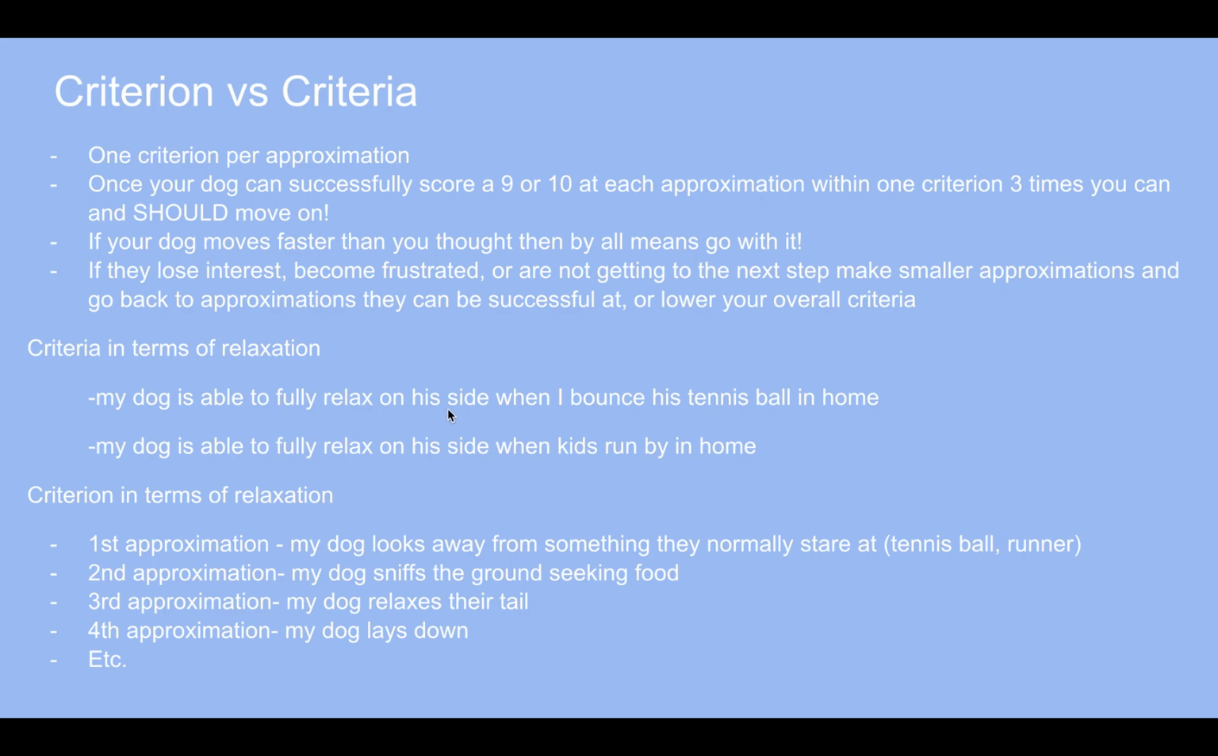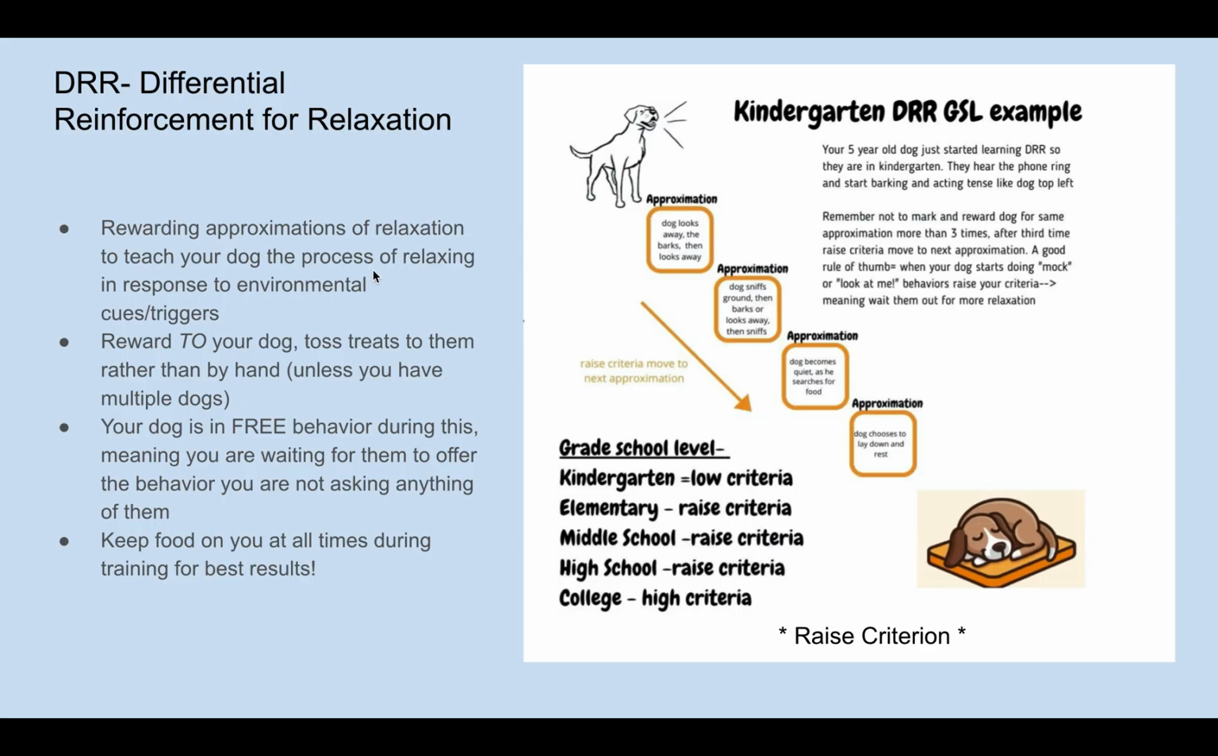My dog is able to fully relax on his side. We're going to use the process of DRR to get your dog to a point like this. So when we're doing DRR, we're rewarding approximations of relaxation to teach our dog the process of relaxing in response to environmental cues or triggers. So we want to teach our dog that when changes happen or when random things happen, that's a cue to relax. So that's really handy for so many things.